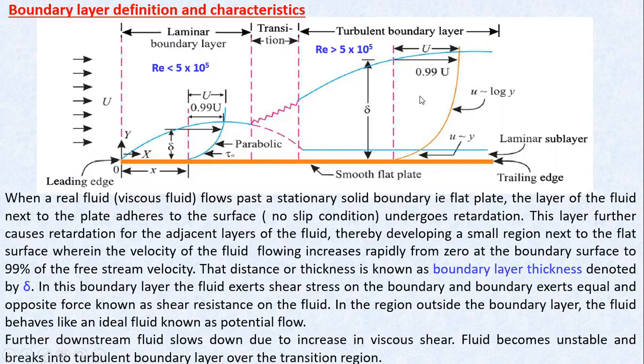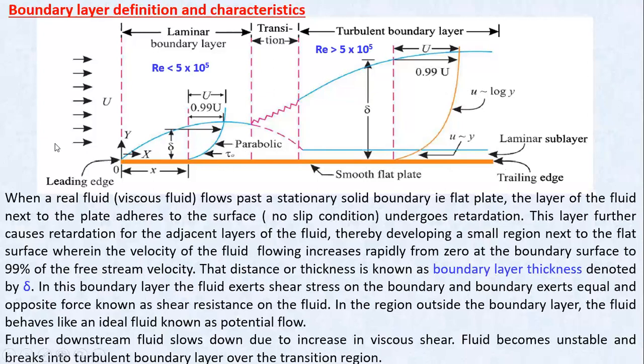In the turbulent region, the smooth surface will have certain small roughness, and that roughness will be covered by a thin layer of the fluid. Within that layer of fluid, the flow will be laminar, and that is known as the laminar sublayer. In this profile, we see that the velocity profile in the laminar region is parabolic in nature, and the velocity profile in the turbulent region is logarithmic or follows the power law.